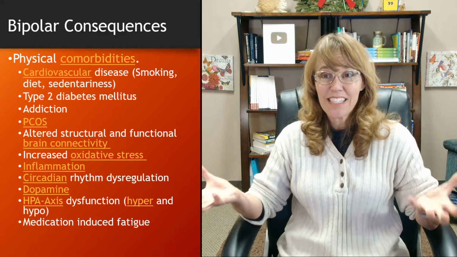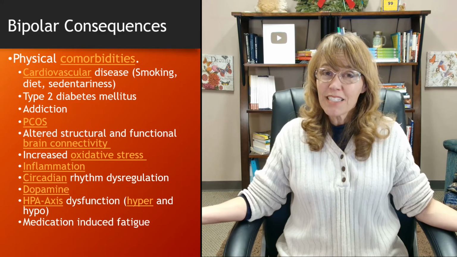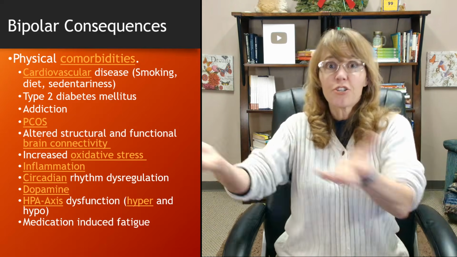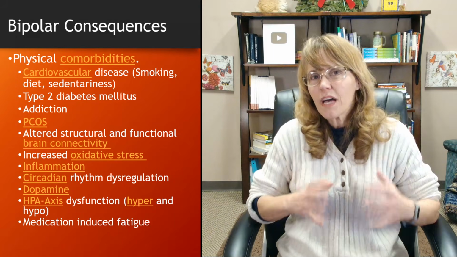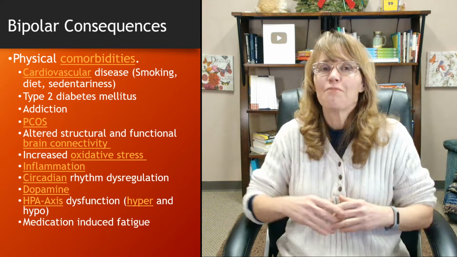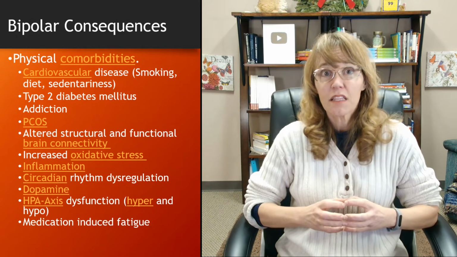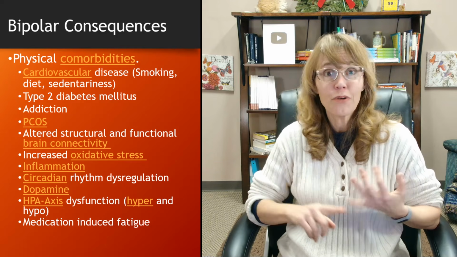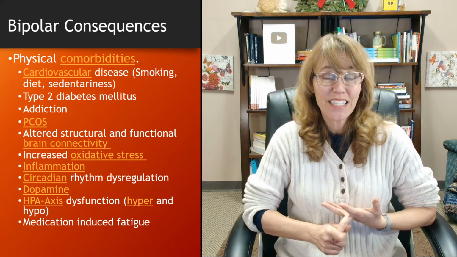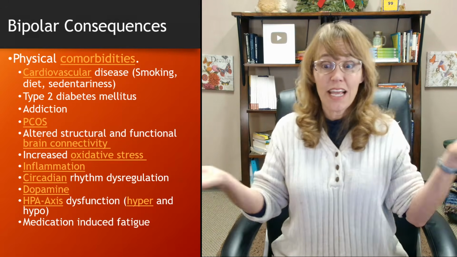Dopamine alterations are also common in bipolar disorder. And what do we know about addiction? Addiction triggers a rush of dopamine. We also know that as dopamine goes up, serotonin can go up. So alterations in dopamine are going to affect the levels of serotonin, GABA, and norepinephrine in the system, which impact mood, impact depression and mania.